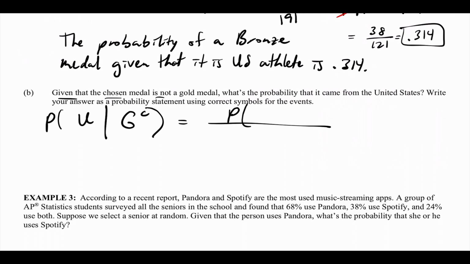Because it's saying not gold, if I just put a G, it would mean gold, but it's talking about everyone else, so all the other medals, silver and bronze. And then the probability of not gold. That's what it's asking for.